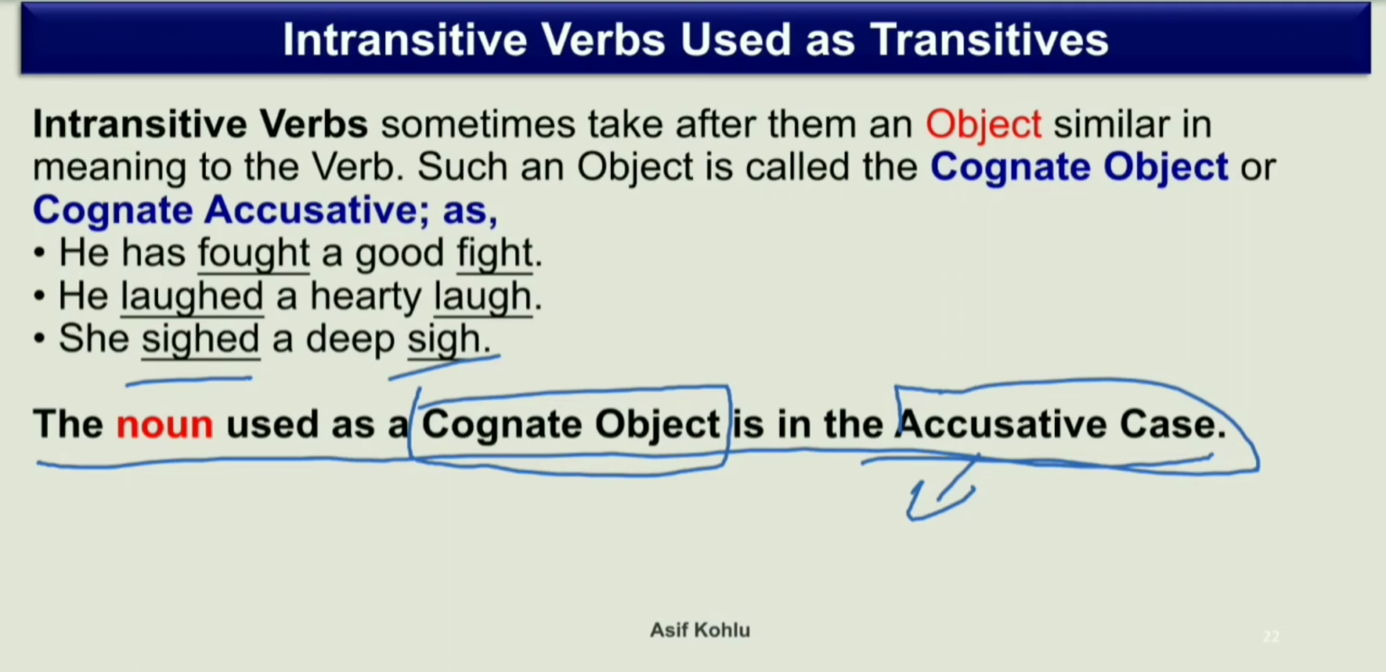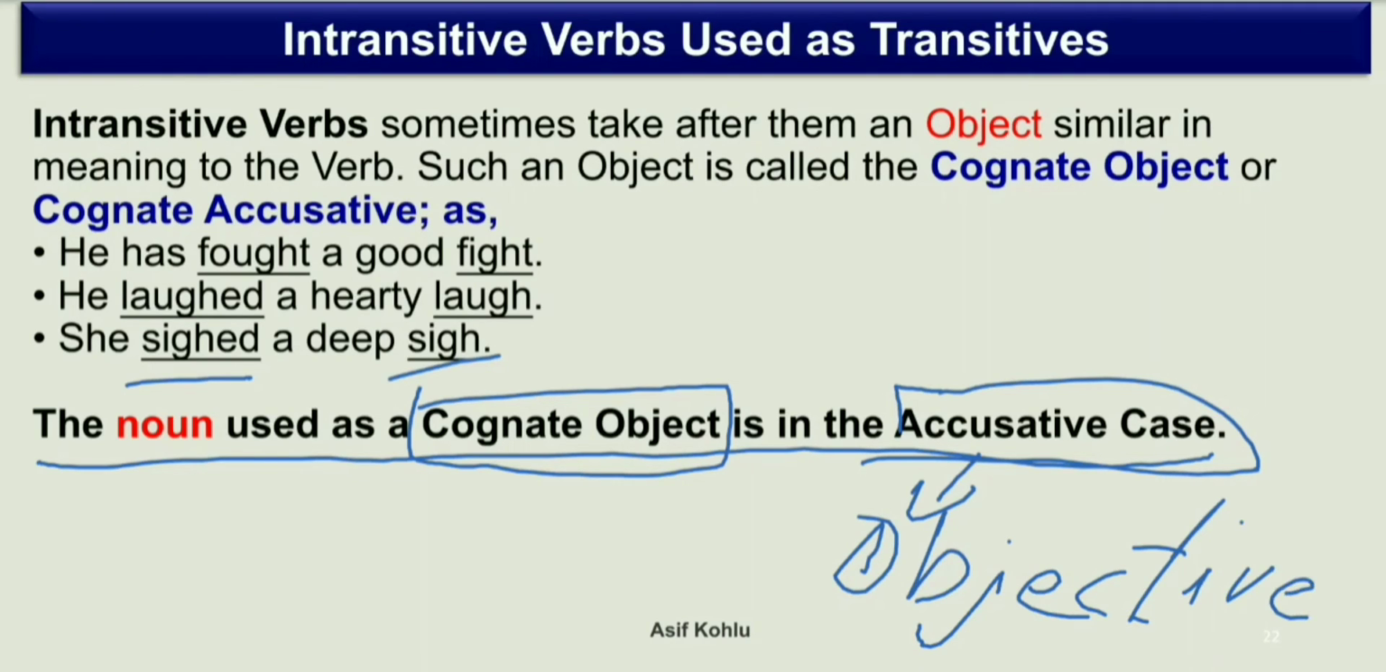the accusative case is called the objective case. Whichever noun we use in the place of the object, every noun used as a cognate object must be in the accusative case.